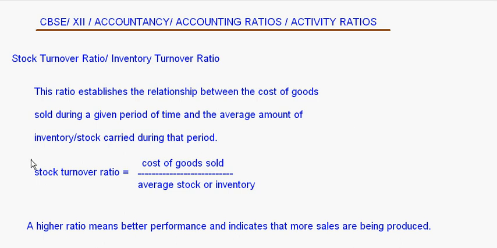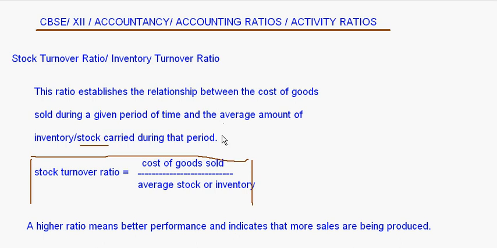The formula for calculating the stock turnover ratio is this. Stock turnover ratio is equal to cost of goods sold upon average stock or inventory, right? Now, this stock turnover ratio is a ratio between the cost of goods sold during a given period of time and the average stock carried during that period, right?